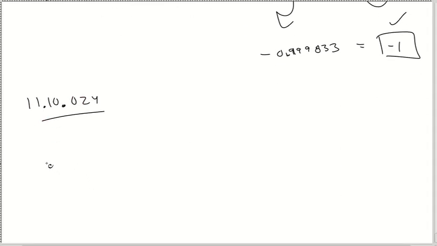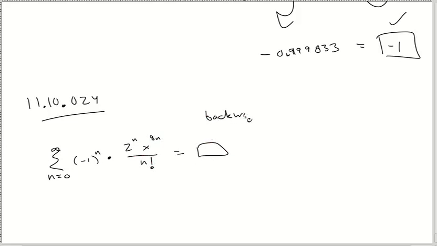So last problem, I got summation n equals 0 to infinity of -1 to the n times 2 to the n x to the 8n, all divided by n factorial. And they say this is equal to what? What we're trying to do here is go backwards, where we have a summation and they want a plain old f of x kind of thing. So they just want a plain old function.